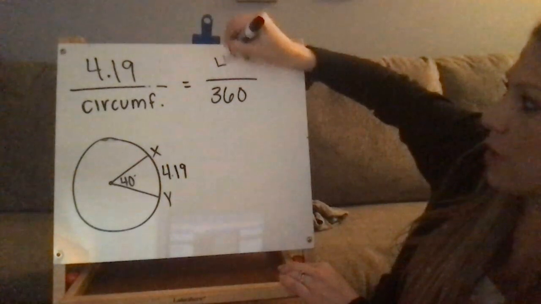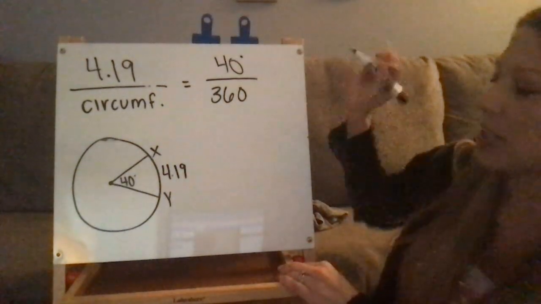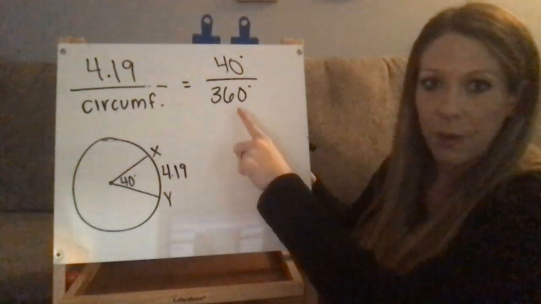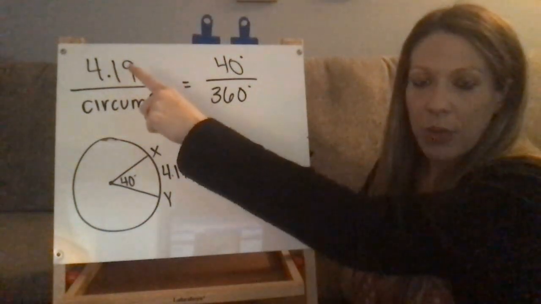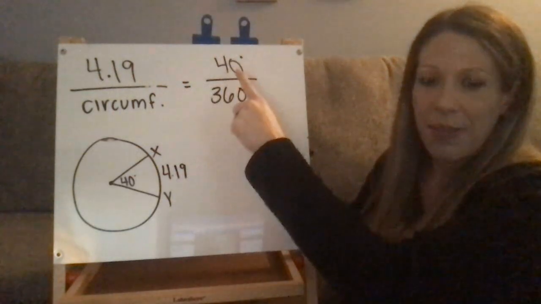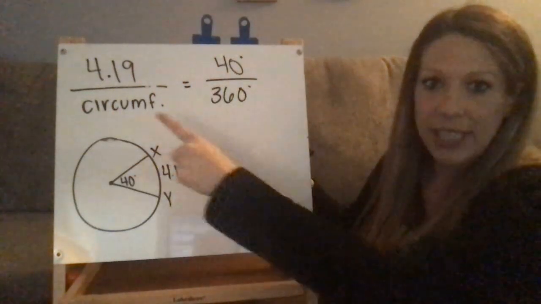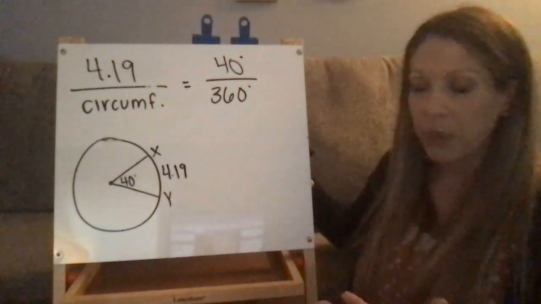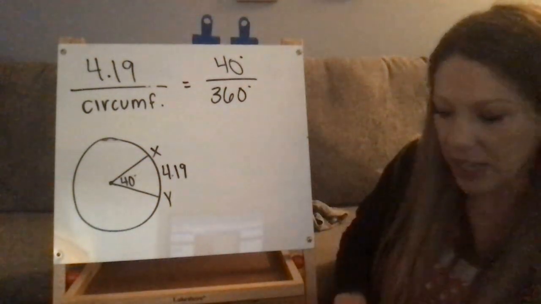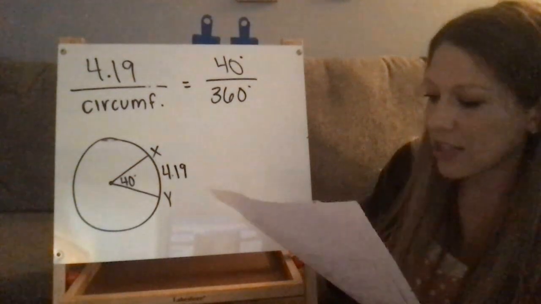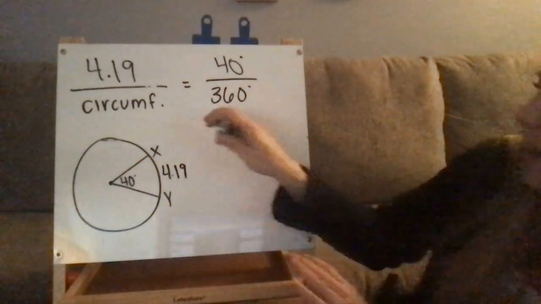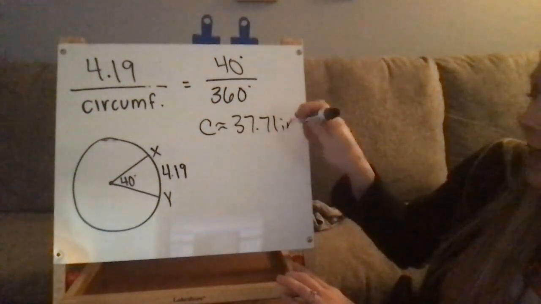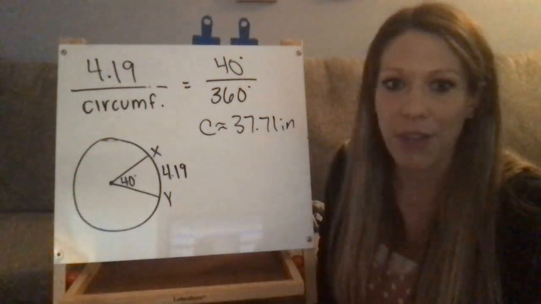And of course, we always know the measure of the whole circle is 360 degrees. So remember, this is like part to whole, part to whole. Part of the circle is 4.19, and that's 40 degrees out of the whole 360. We're missing the length all the way around the circle. So once you've plugged in everything, we just cross multiply to solve, and you should get that the circumference is about 37.71 inches. Let's do one more of those.